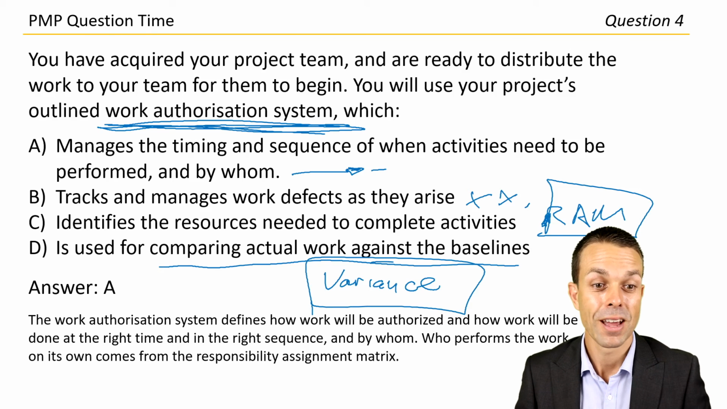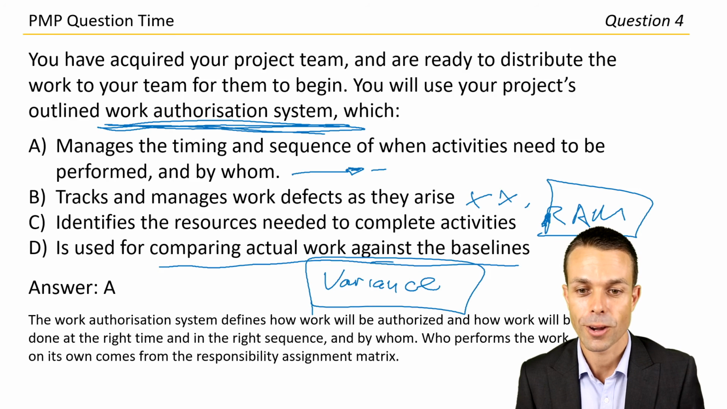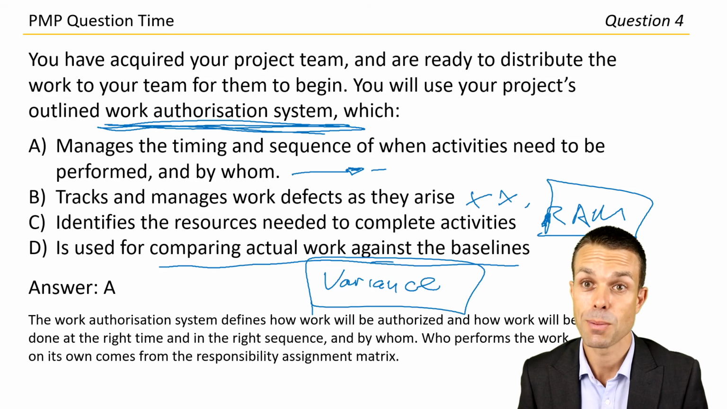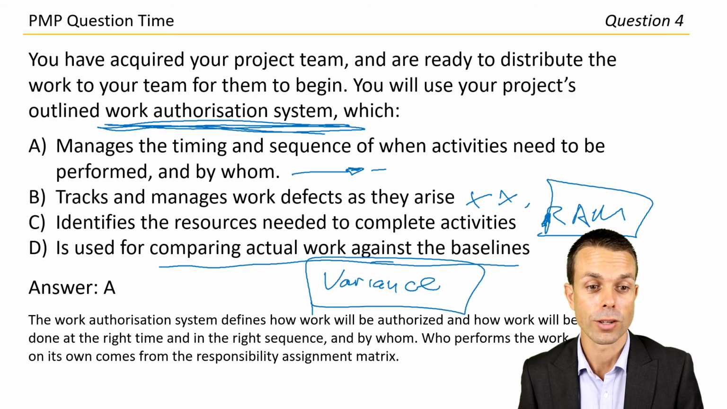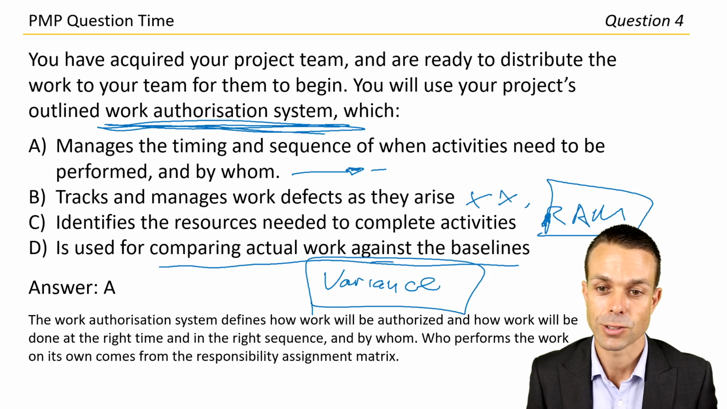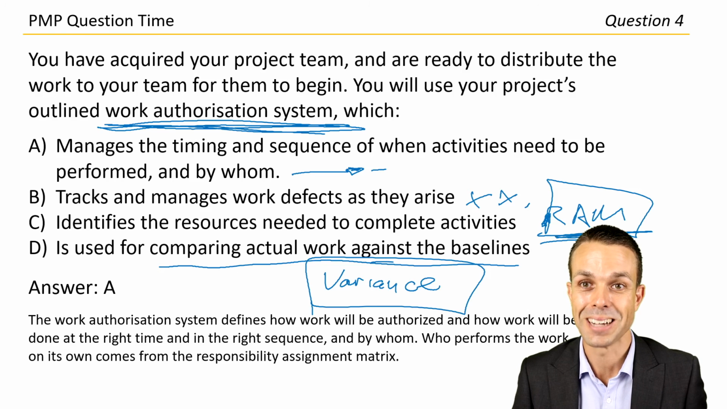Okay, fantastic. The work authorization system defines how work will be authorized. Right, okay, there you go. And how work will be done at the right time and in the right sequence and by whom. Who performs the work on its own comes from the responsibility assignment matrix. So that's our RAM, and that was the one that we called out there as well. Great work, guys. Last question.